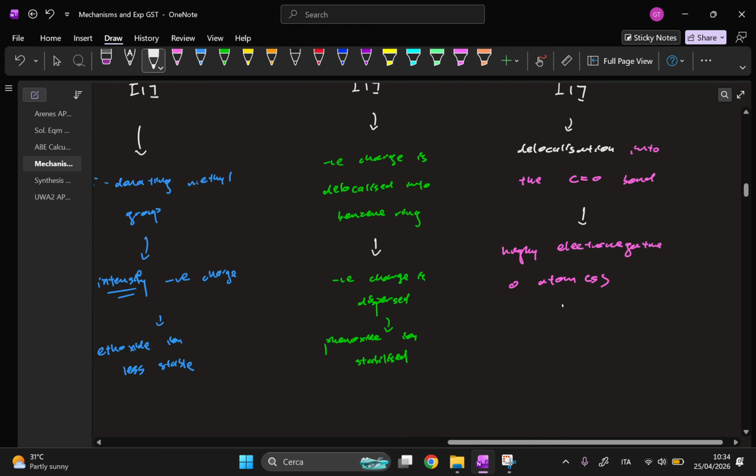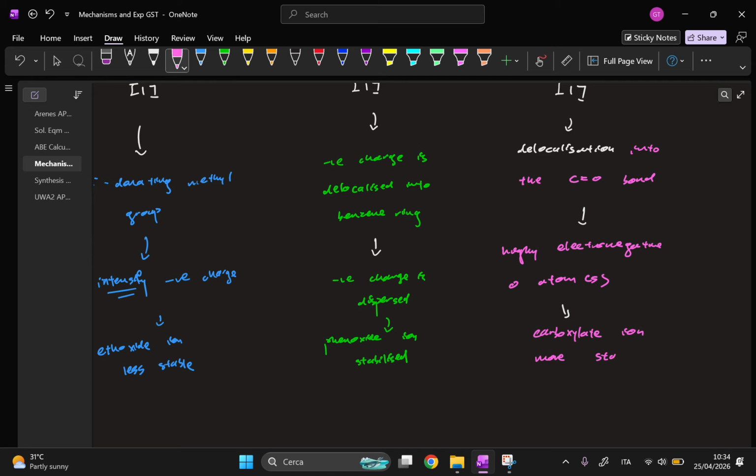So therefore, this means that my carboxylate ion, which is my conjugate base, ignore the cat, sorry, not sure if you heard that. Anyway, the carboxylate ion is more stabilized as compared to the phenoxide ion.